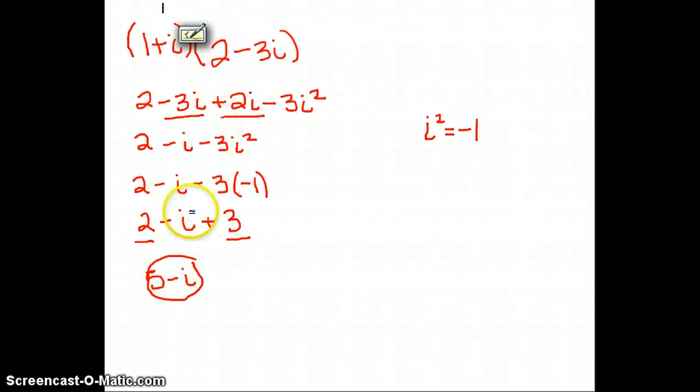So this is just a brief, again, review of how to do operations of numbers when you are dealing with i, that imaginary value.